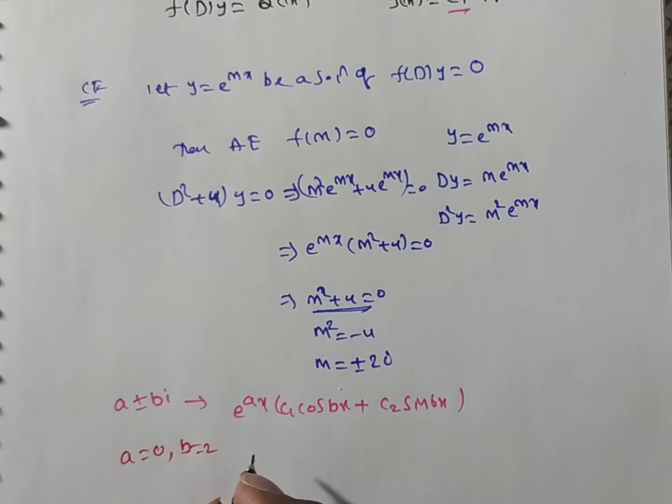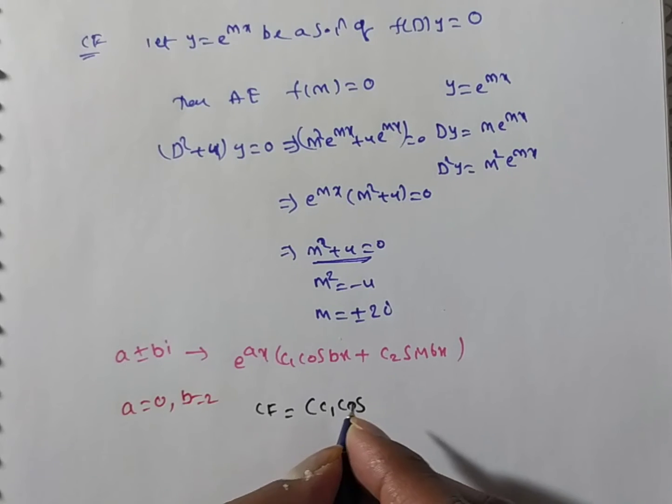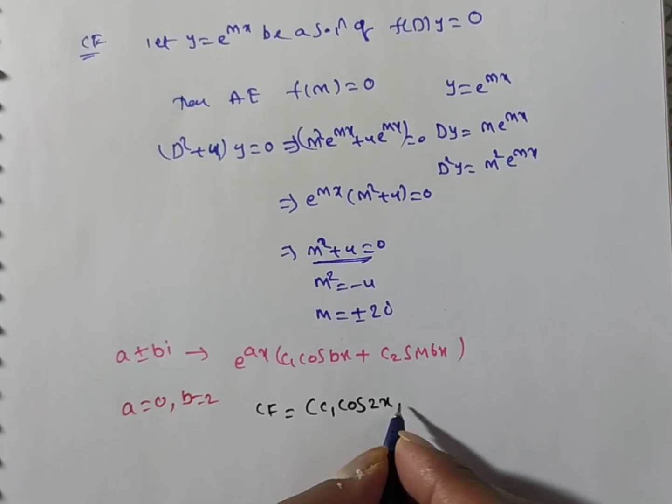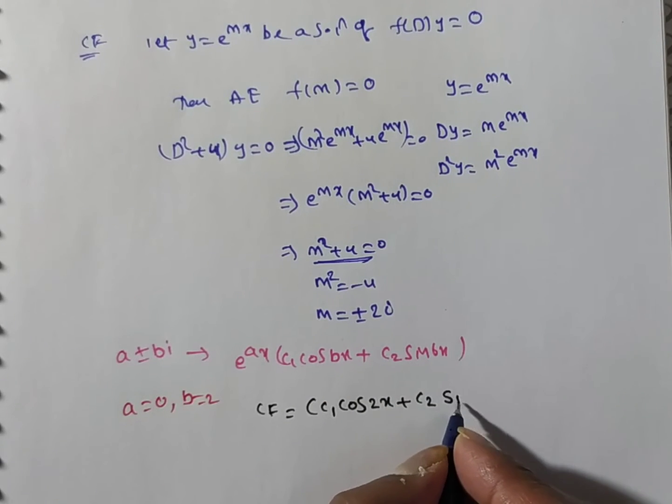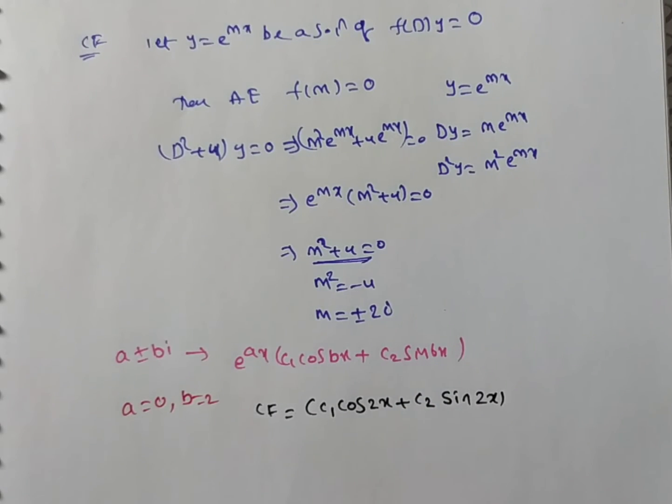Then we will get the complementary function for the given problem as e^(0x), nothing but e^0 means 1, no need to write. Now c1 into cos bx. What is b? 2. So cos 2x plus c2 into sin bx, b means here 2x. That's it. So this is the complementary function.